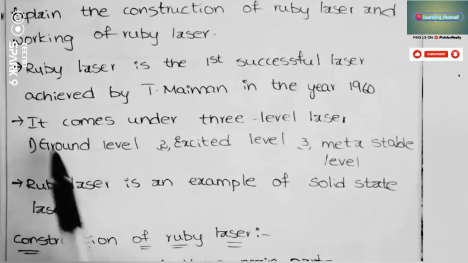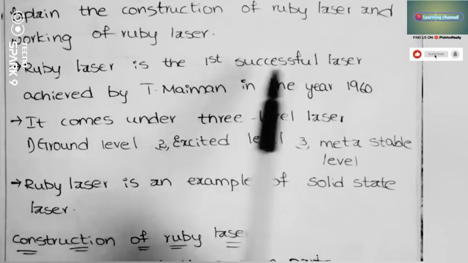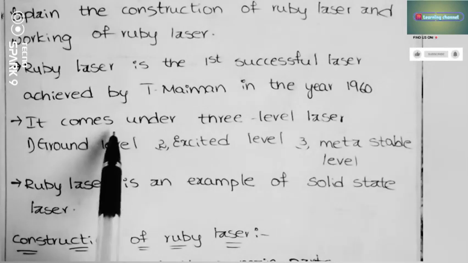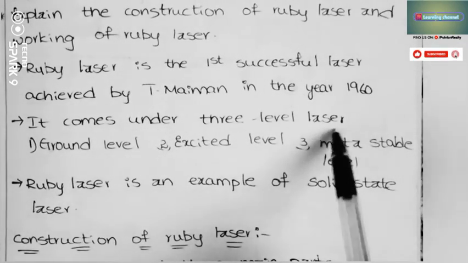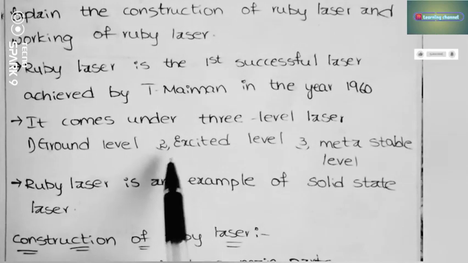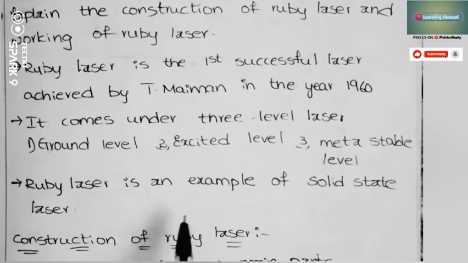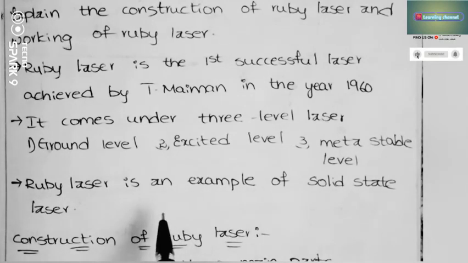First of all, let us see who discovered it. The first successful laser was demonstrated by T. Maiman in the year 1960, and it is a three level laser. What are the three levels? Ground level, excited level and the metastable level. And this Ruby laser is an example of a solid state laser.